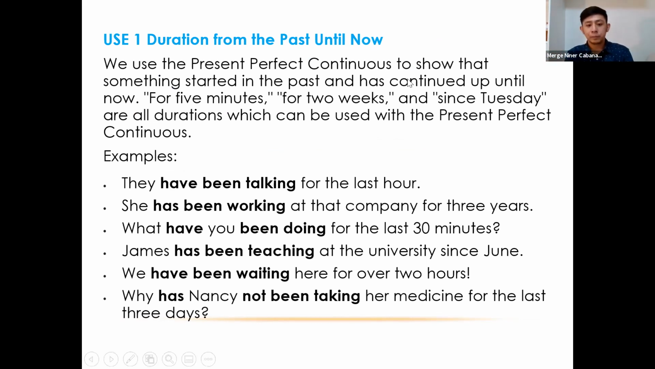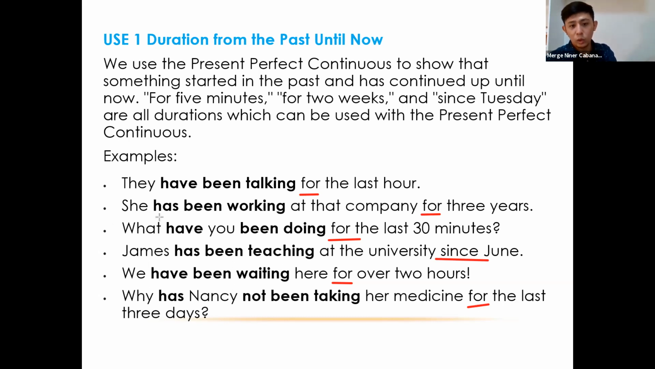So take a look at this. We're using for to indicate duration: for over 2 hours, for the last 3 days. Or you can also use since, or an hour ago, or 2 weeks ago. You can use the word ago as well. All right. They have been talking for the last hour, which means for the last 60 minutes, they are still talking. They started talking 1 hour ago. They're still talking now.